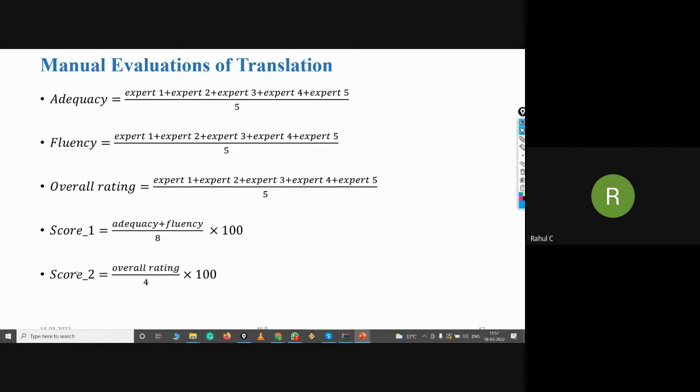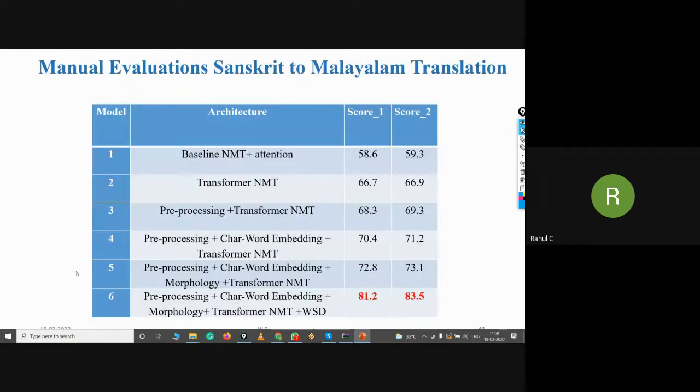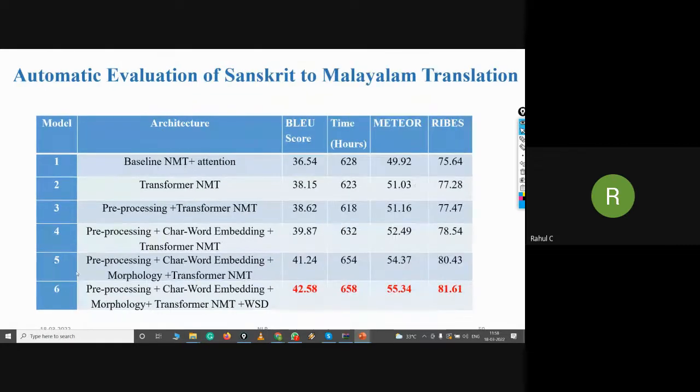So the thing is that after producing the translation, you can evaluate the result both automatically and manually. Manually means you have to identify some person and check whether the translation is correct or not, and you assign some scores. These are some score assigning mechanisms, and you can also see the scores. Then another one, as I already told you, there is the BLEU score. This BLEU score will give the results.